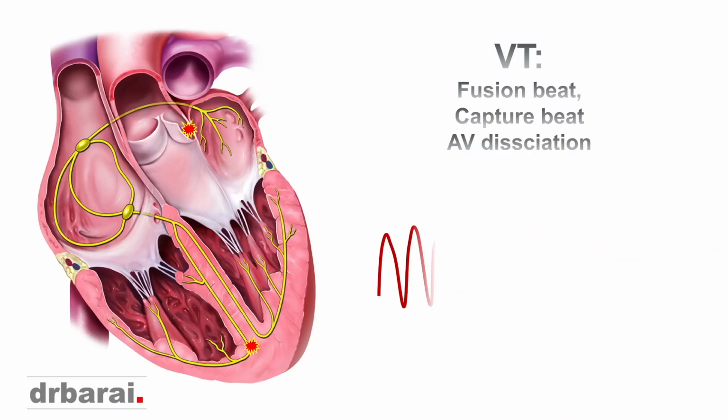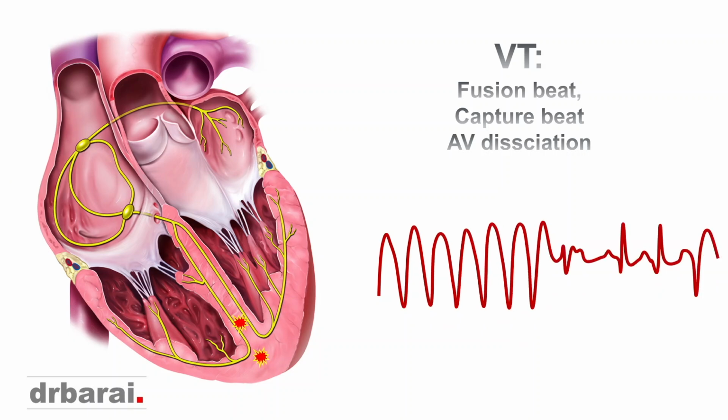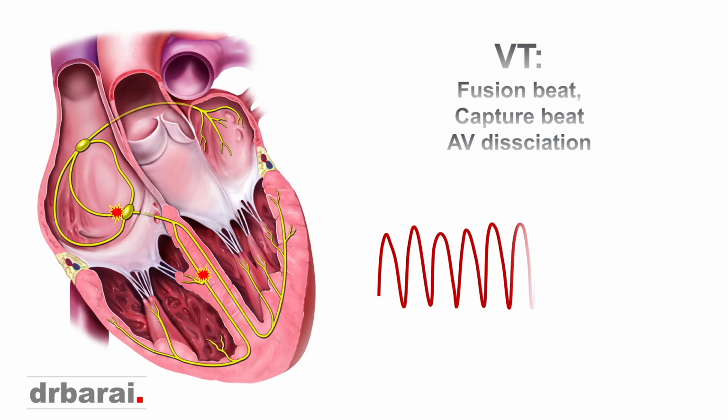The cardiac impulse is still generated in the SA node as a sinus beat, but the ventricle has got an extra site of origin for some impulse, and that is the monomorphic VT or ventricular tachycardia. If you carefully look at the ECG, you will find that there is this wide complex tachycardia, very regular, which is the VT, but suddenly there is a sinus beat. This is called the capture beat.